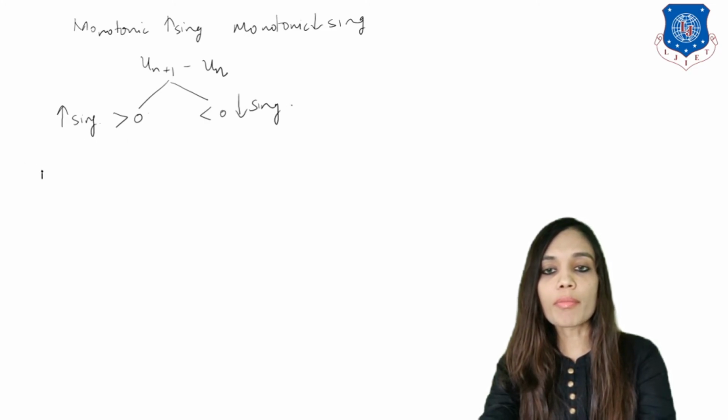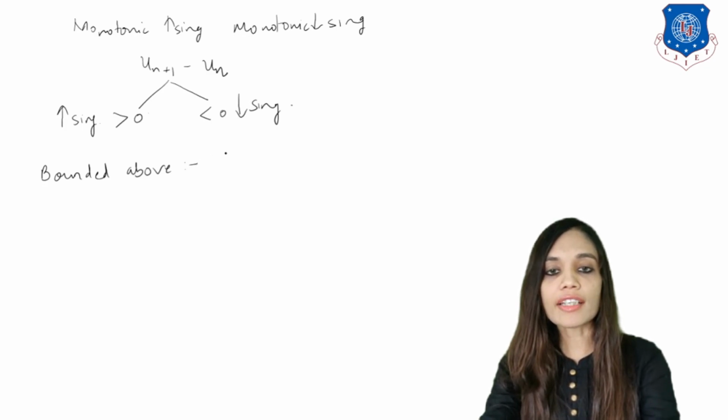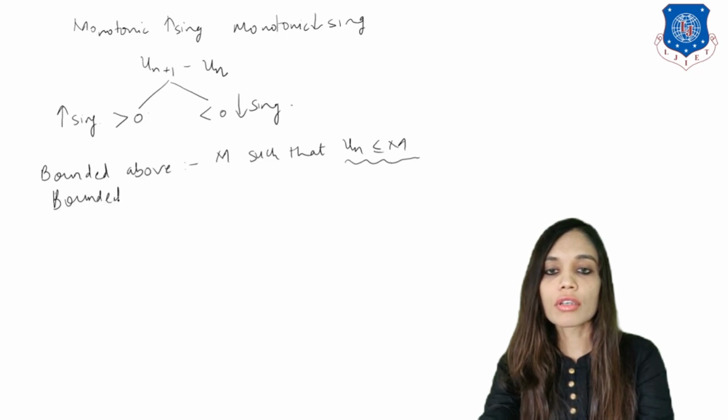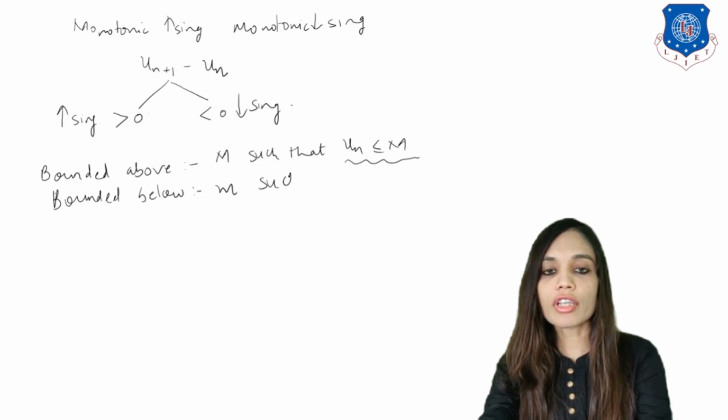Now next we have studied bounded above sequence, right? So when can we say that the sequence is bounded above? If there exists a number M such that un less or equal to M, then we can say that the given sequence is bounded above. Next we have studied bounded below sequence. So if there exists a number small m such that un greater than or equal to m, then we can say that the given sequence is bounded below.